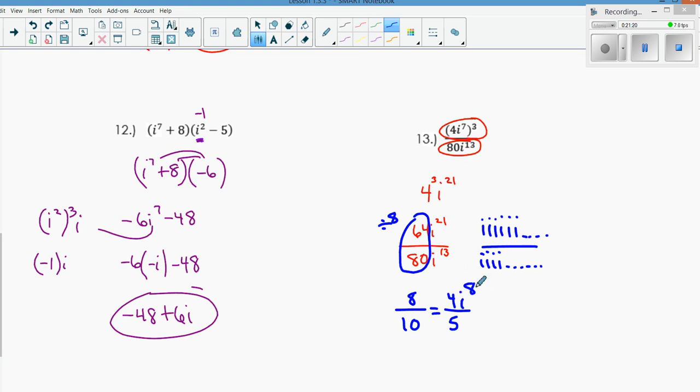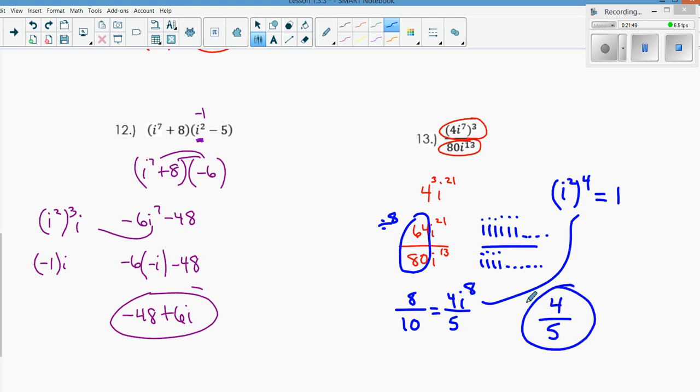Okay, now again, I don't want to leave my answer like this because I have i to the 8th. I never want to leave anything larger than an i. So let's see what I get. I'm just going to do some work over here. So i to the 8th is i squared raised to the 4th, which is negative 1 raised to the 4th power, which is just a positive 1. So that means I'm just saying this is 4 times 1, which is just 4/5. It's probably the hardest way they've ever gotten an answer of 4/5.